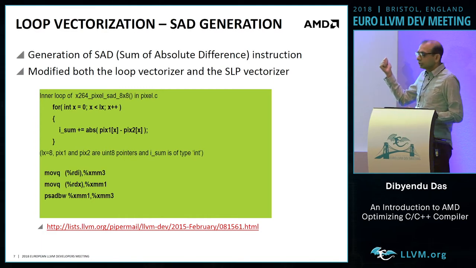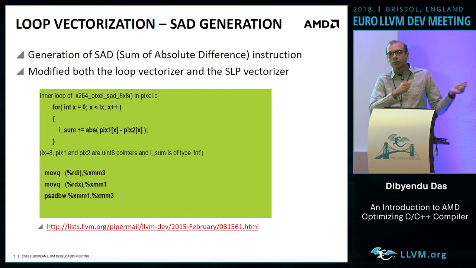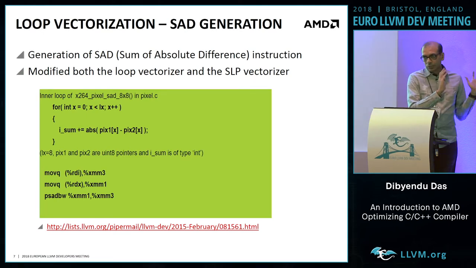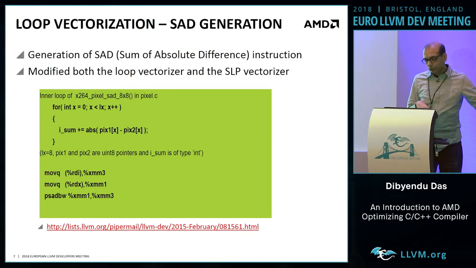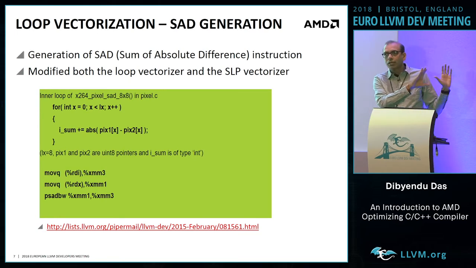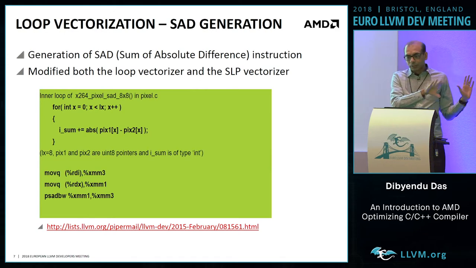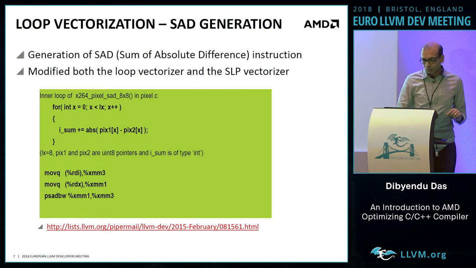So for our stuff, if it's a loop vectorizer, or if it is unrolled in the SLP, in both cases it gets generated, because we take the approach of understanding the pattern pretty high up in the SLP vectorizer, replacing it by an intrinsic, and then lowering it down.